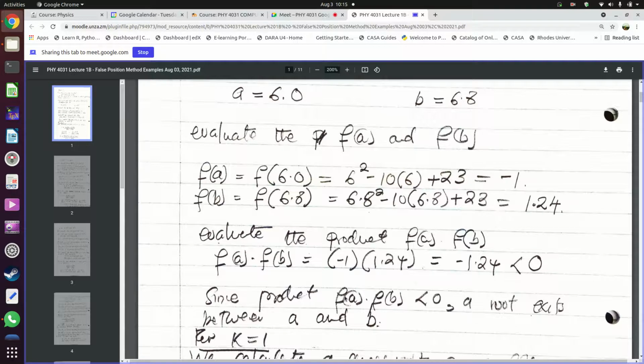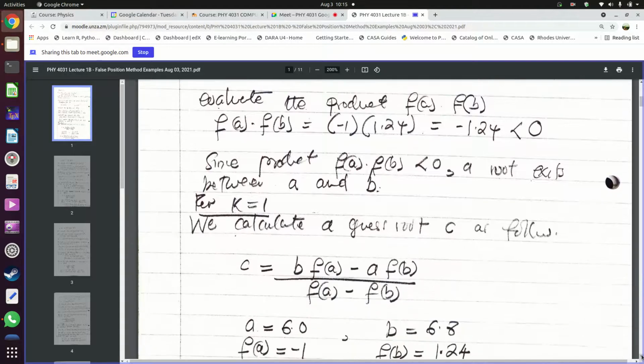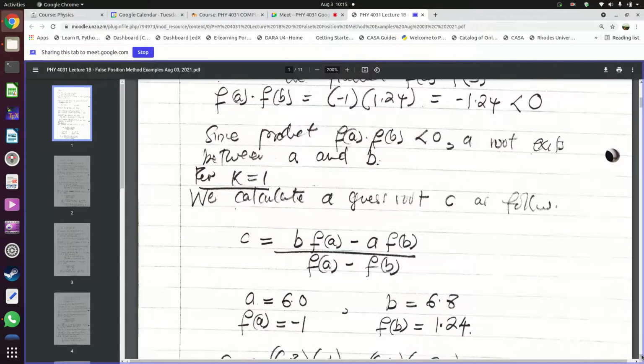So since our product f(A) times f(B) is less than 0, a root exists between A and B. So we can proceed to carry out our false position method. What do we do with false position? We start with the first iteration, for k equals 0. We estimate what the root is going to be, our guess root C, using the following formula.